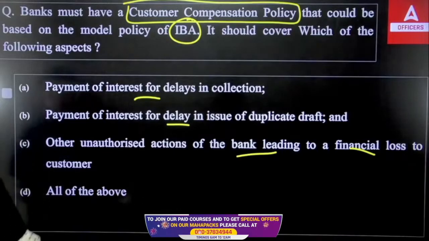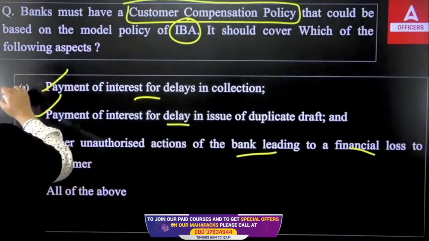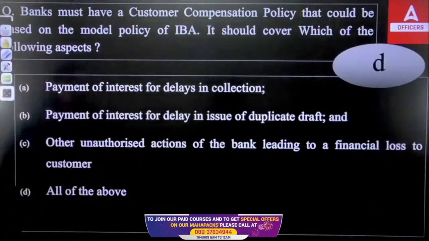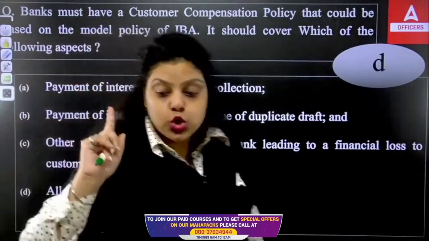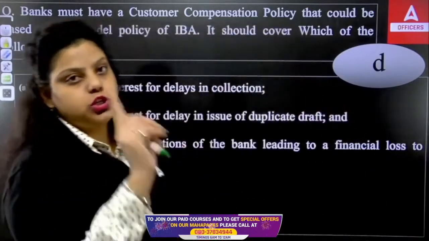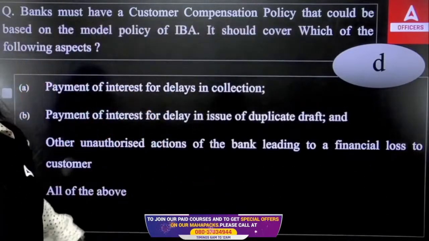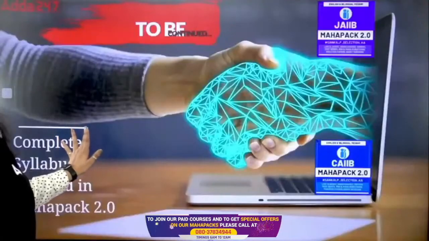Okay, so the right answer is all of the above. All these should be covered by the bank when the bank is having a customer compensation policy. And the customer compensation policy should be covering the Indian Banks Association's model policy. That is very important. So the right answer is D.